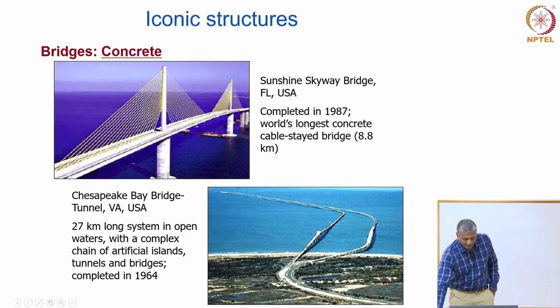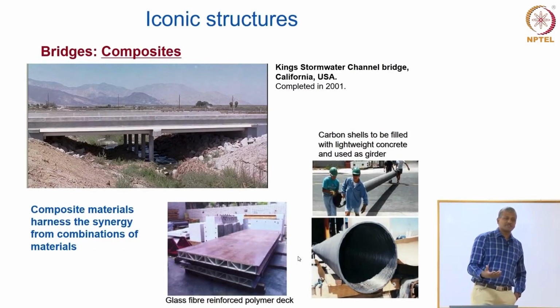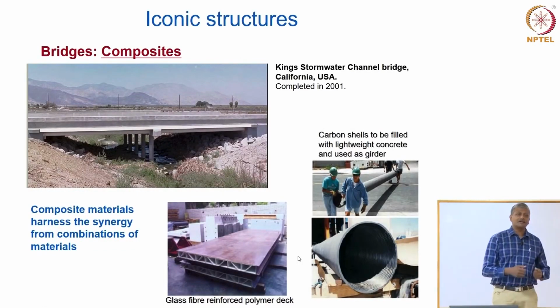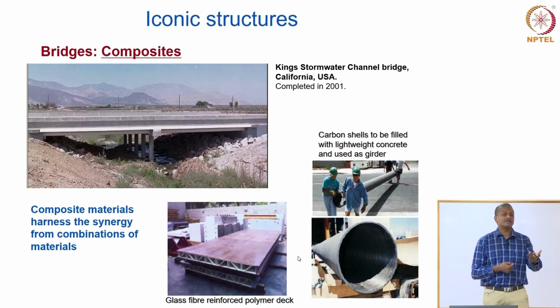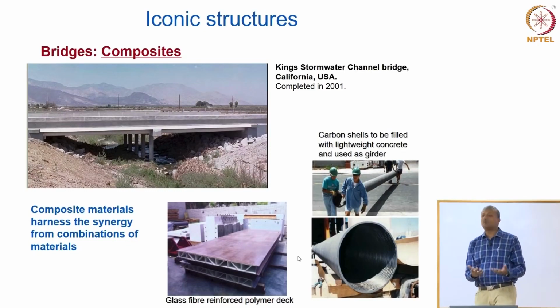Again, this is more bridges from the US. Composite bridges, again composites basically ensure that we can get the best out of two different materials by utilizing their strengths. For example, if we combine concrete and steel, concrete is good in compression, steel is good in tension. So you provide reinforced concrete, which is an excellent composite material.